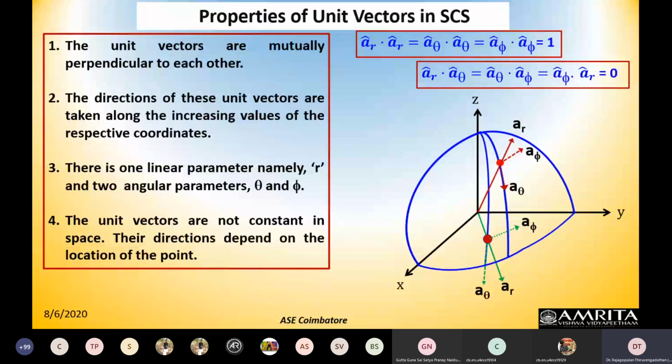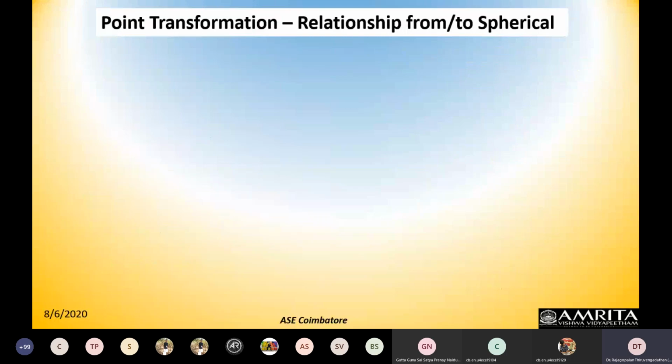Okay, and because of this, there is an important consequence. We'll come to that probably in the next class when we talk about differential elements and vector calculus. We cannot take these unit vectors outside the integral or outside the differentiation. They are differentiable because they are changing with respect to other coordinates, which we'll discuss later.